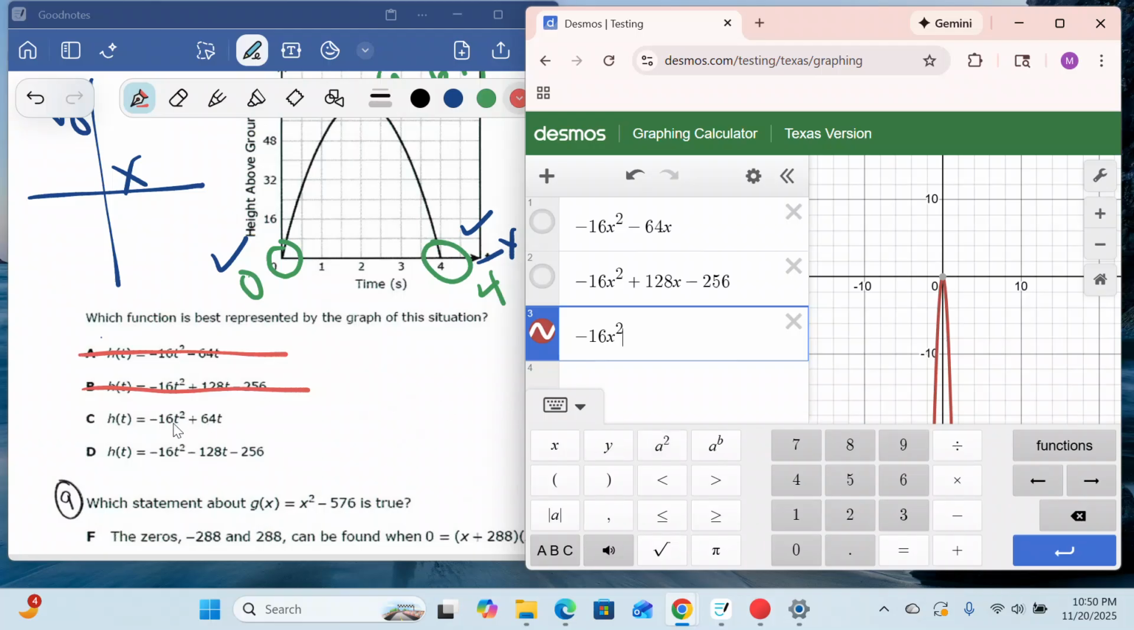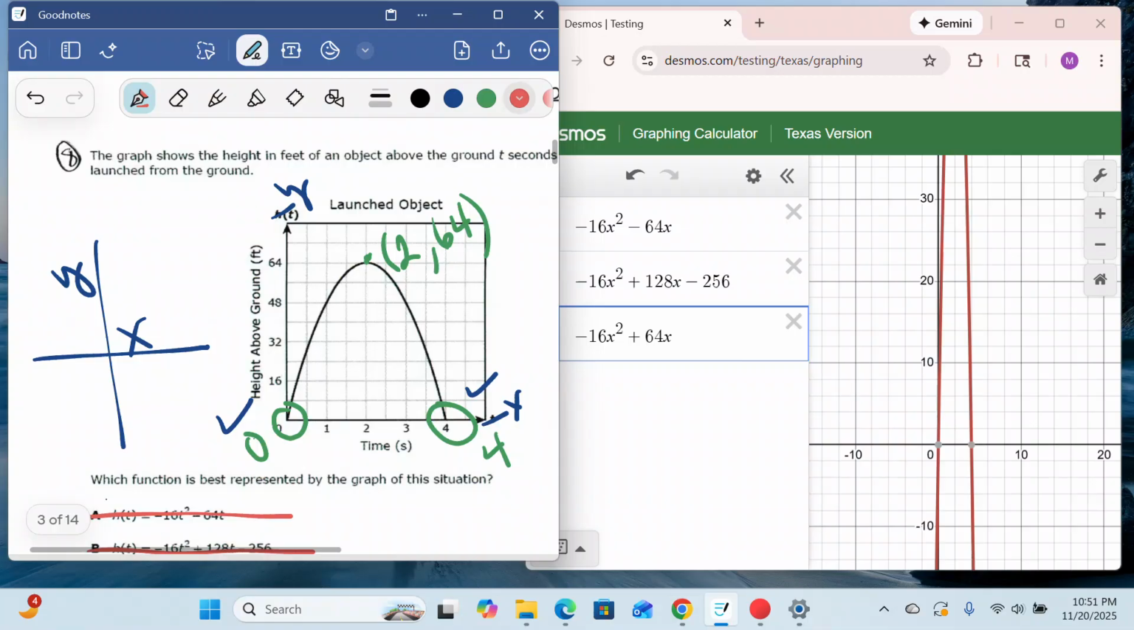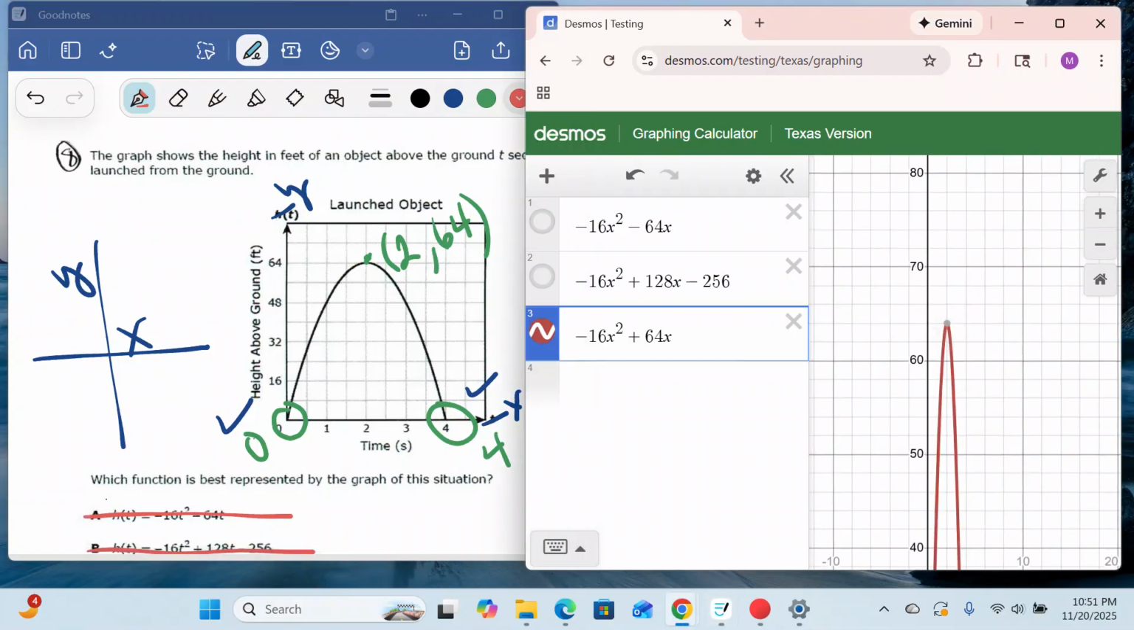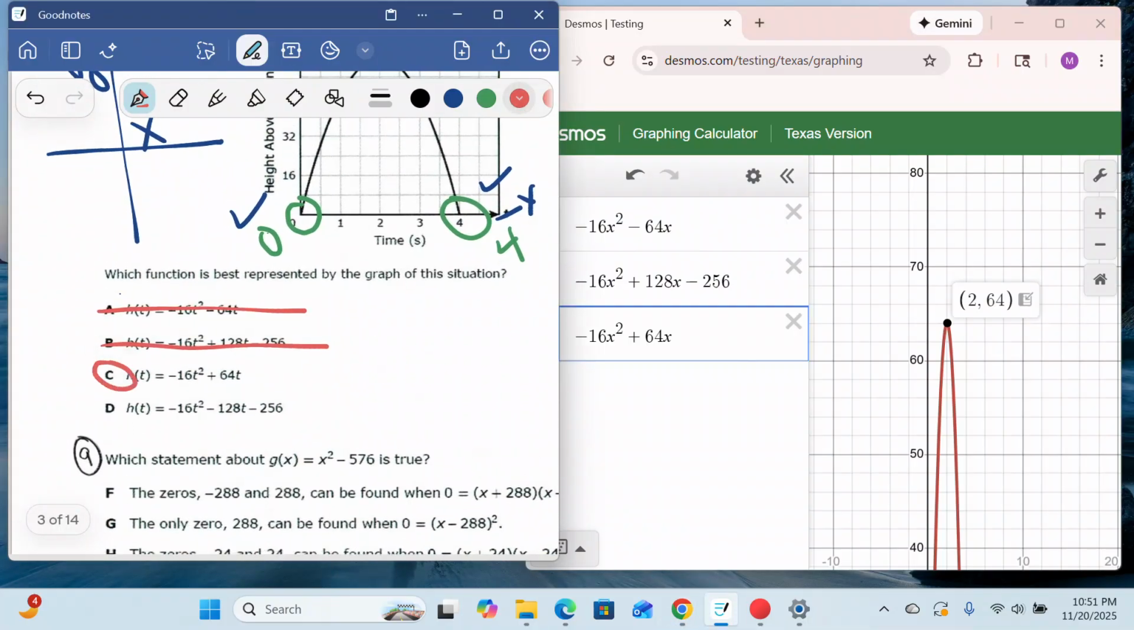So let me make sure I input it right. Negative 16x squared, and then I'm going to add positive 64x. Let's check my zeros. My zeros are 0, 0, and 4, 0. So far, I got my zeros correct. Now I'm going to look at my vertex right here. My vertex is 2, 64. And there it is, 2, 64. So most likely, this is the correct answer. So the answer is C.